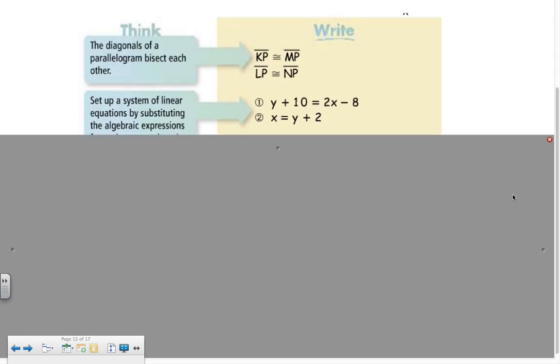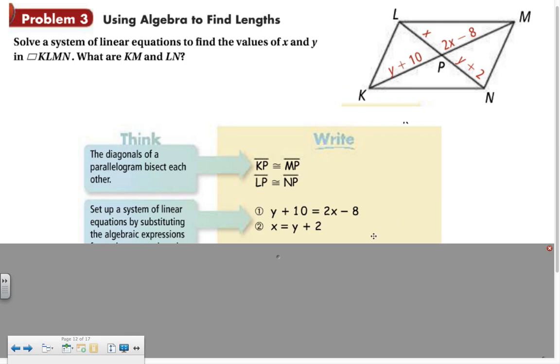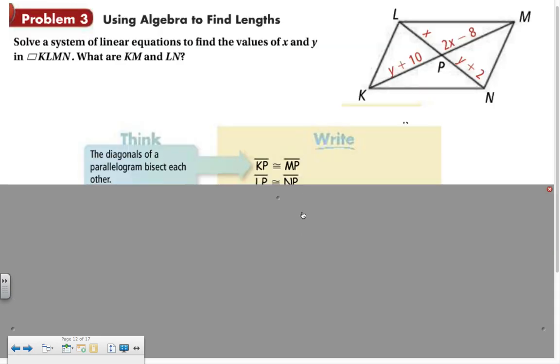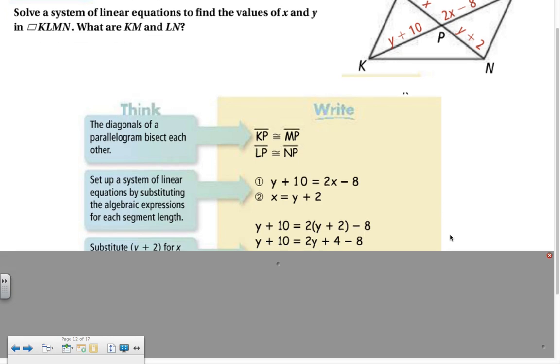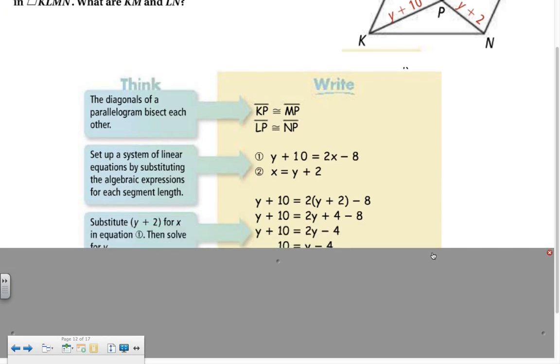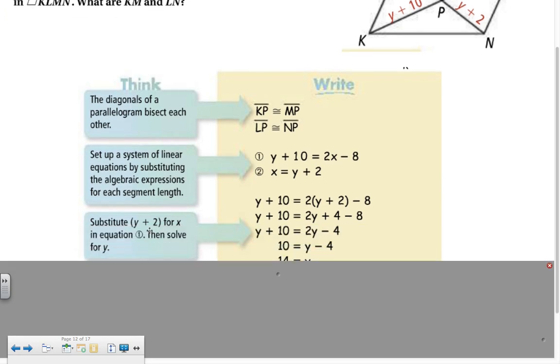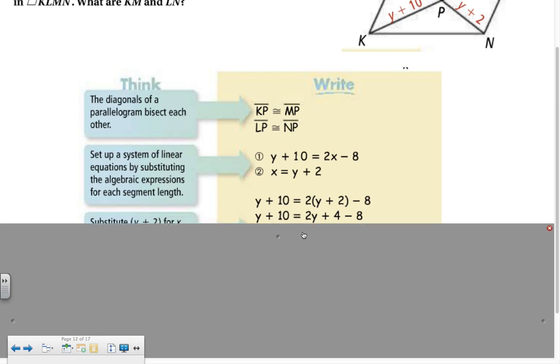There are many ways to solve a system of equations, but once you set up your system, here I have y plus 10 equals 2x minus 8. I'm going to substitute y plus 2, which is right here, in for the x right there.